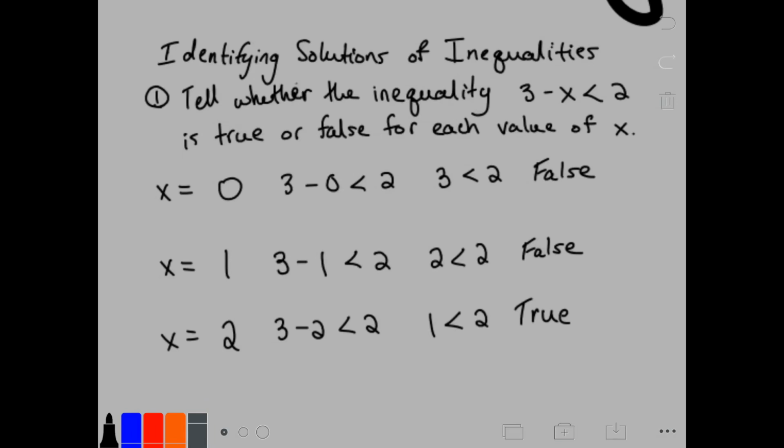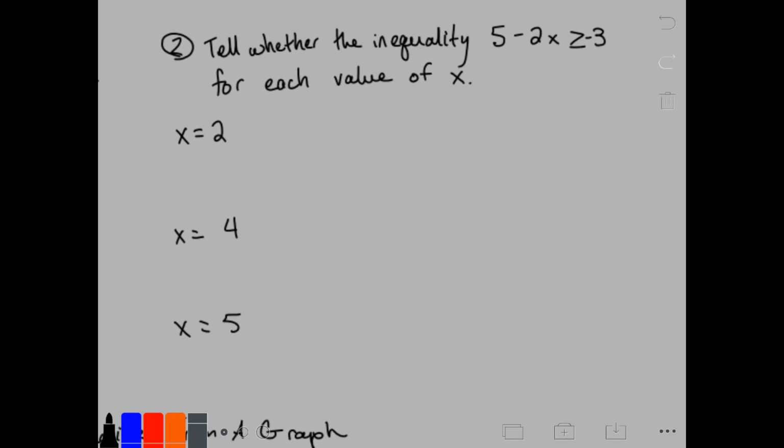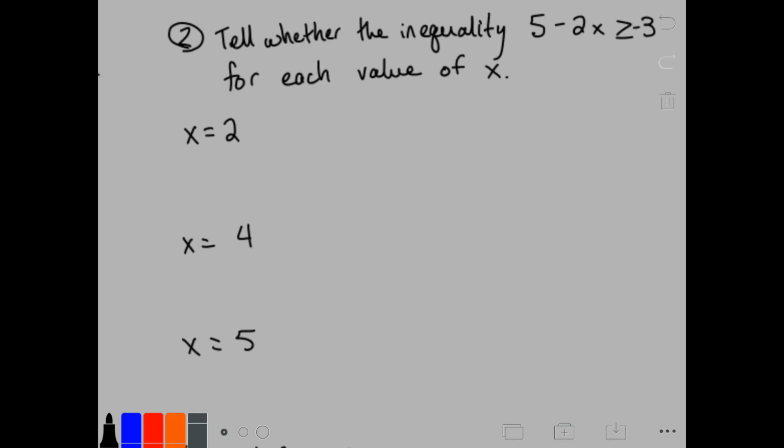Let's try another example. Tell whether the inequality 5 minus 2x is greater than or equal to negative 3. Very similar to the last problem, we substitute in a 2. Let's multiply first. 5 minus 4 is going to give me 1. Is 1 greater than or equal to negative 3? Yes, it is. So we can say true for the first example.